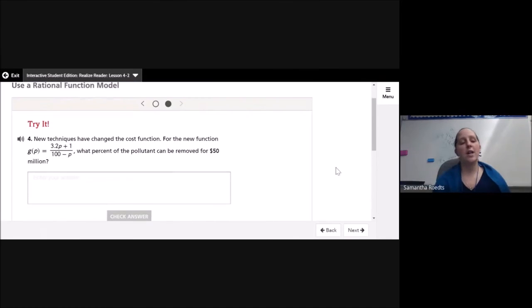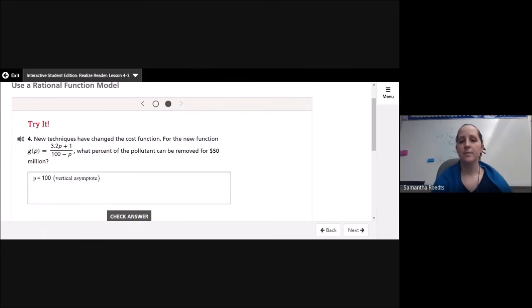All right, so let's go ahead and try it. New techniques have changed the cost function. For the new function, g of p equals 3.2p plus 1 over 100 minus p. What percent of the pollutant can be removed for $50 million? So again, my horizontal asymptote is at p equals 100. 100 is my vertical asymptote. So I'm going to go ahead and graph these.